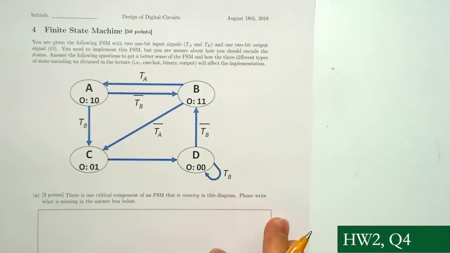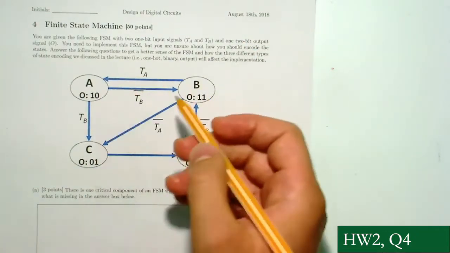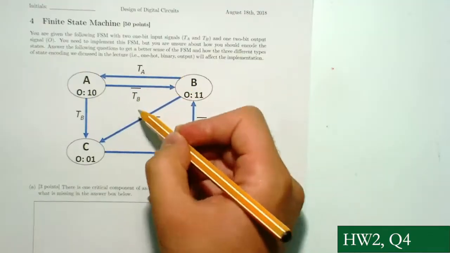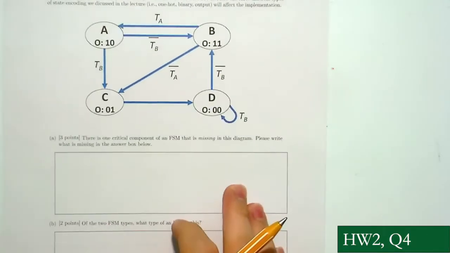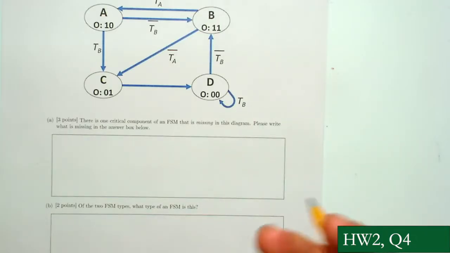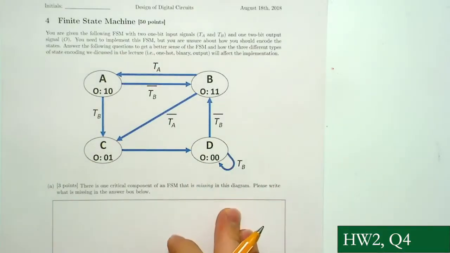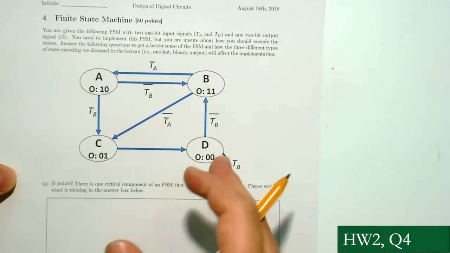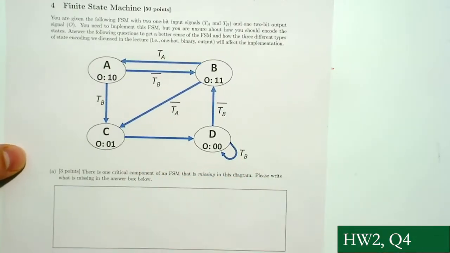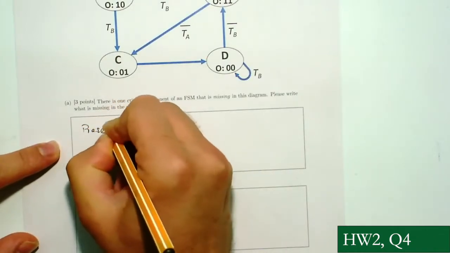Okay. So for the question, we have states, and for the states, we also have the output, and the TAs and TBs are inputs. So the question asks, there's a critical component missing in the FSM, and what is this missing component? If you look closely at that FSM, you'll see that there is no reset line, right? So we need to have that in order to have a deterministic behavior in that FSM. So we'll say that we don't have the reset line for this FSM.